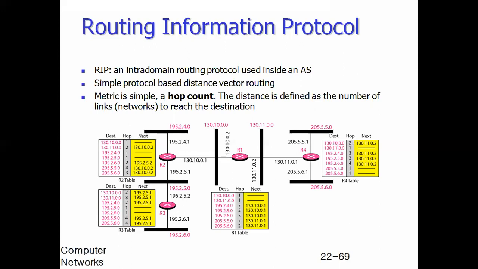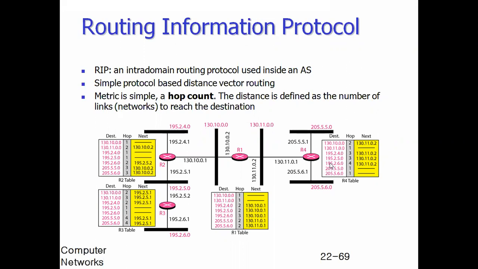Like in distance vector, there is a cost. Similarly, in RIP, hop count means the distance is defined as the number of links or networks to reach a destination. So the number of networks you need to pass to reach a destination, that count is nothing but the hop count. And next means, suppose you want to send your packet to this network, which one is the next router? This one is the next router, so R2. So that is the next router. Which router you need to send a packet to with respect to the destination address, that router address is nothing but the next address.